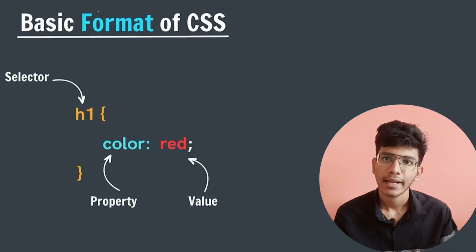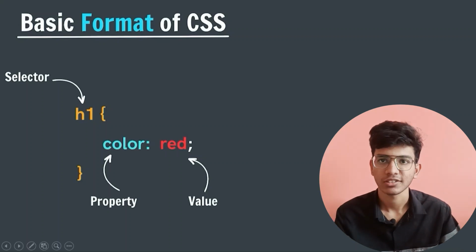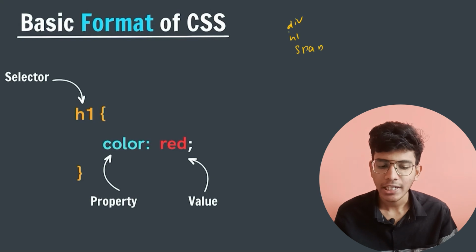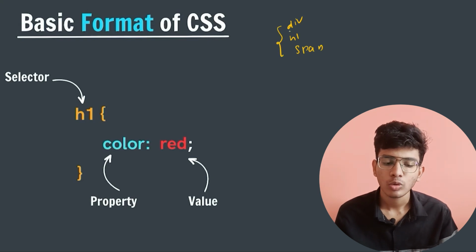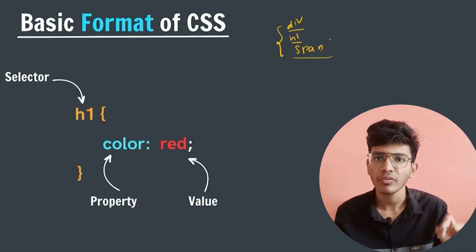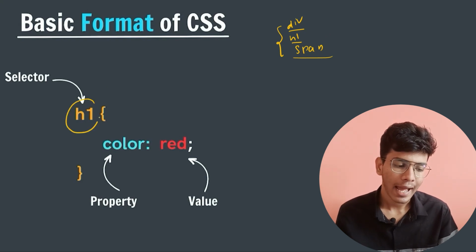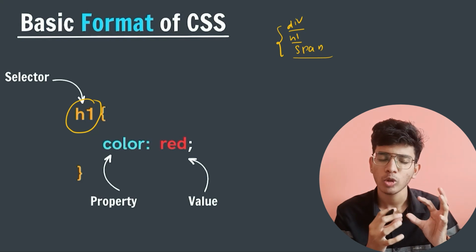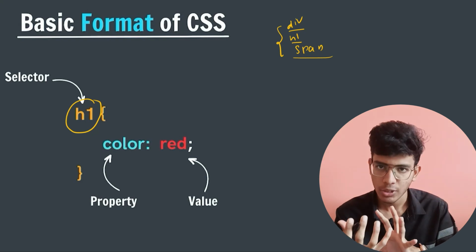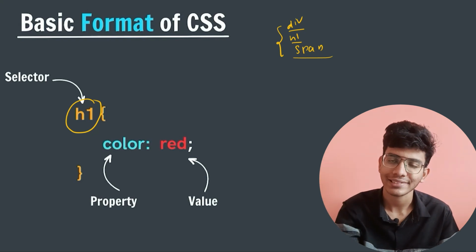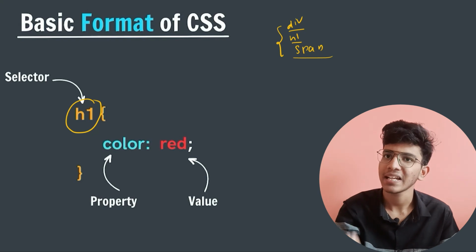So to apply, let's say you're creating multiple tags in your HTML document. You're creating a div, an h1 tag, a span tag, like this, and you want to apply your styling to these elements. So how are you going to do that? You're going to use the concept of selectors. What is a selector? A selector is this tag. Whatever the tag, let's say I want to apply some styling on my h1 tags. Let's say in my HTML document there are 100 h1 tags, and I want to apply my styling to them.